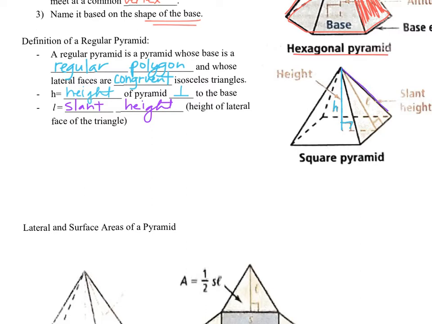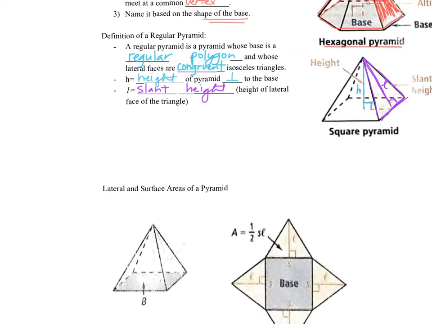So now if you look at this triangle, the slant height is the one that is perpendicular to the base of that triangle. So this is your L, the slant height, and it's usually on a slant based on how the picture is drawn. So maybe that will help you to remember it. But H is height, L is slant height.